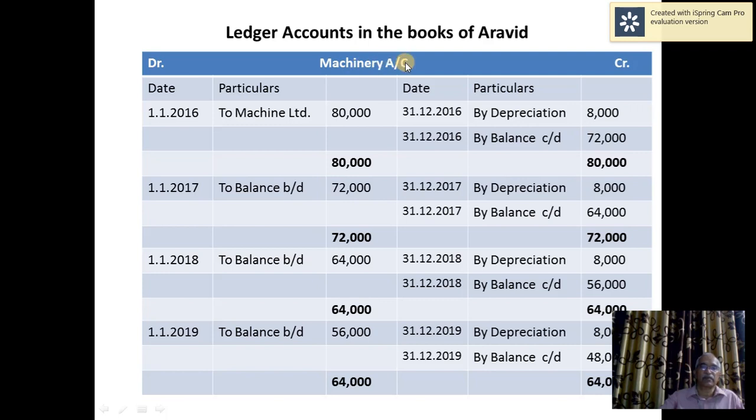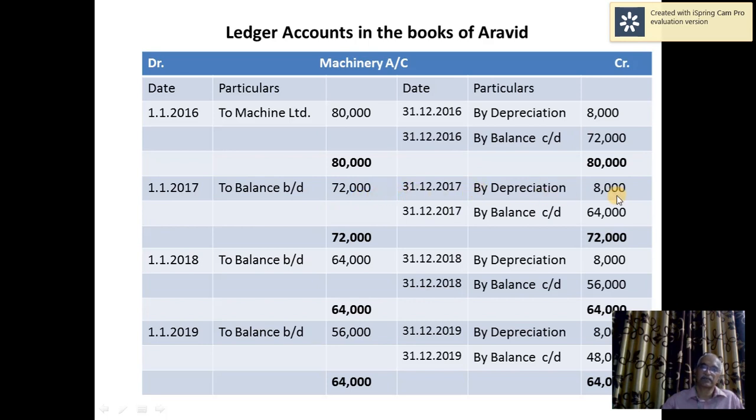So first, machinery account. Machinery account debtor to installment sellers account 80,000. And depreciation is 8,000. Depreciation here is calculated on the cash price, on original cost every year. Therefore, every year depreciation remains the same, 8,000. You are following the straight line method. So first year depreciation is 8,000. So balance is 72,000, which is brought down here.